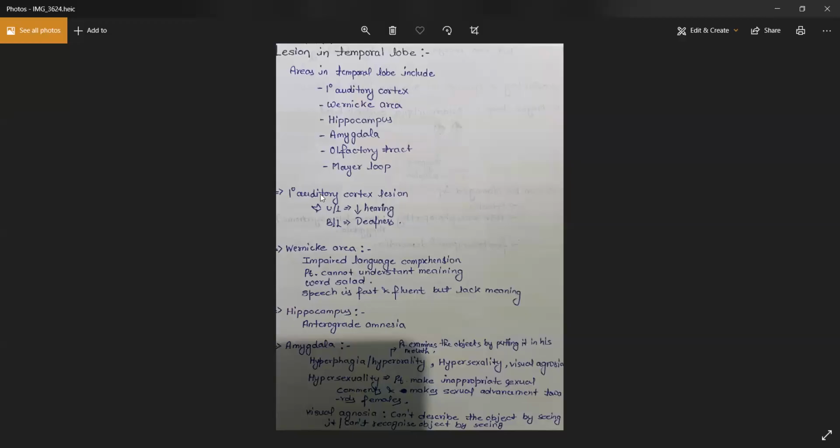Okay, so if you get damage of the temporal lobe, you can get damage in the primary auditory cortex. You will get a decrease in hearing, or you will get deafness. If bilateral damage happens, you will get deafness.